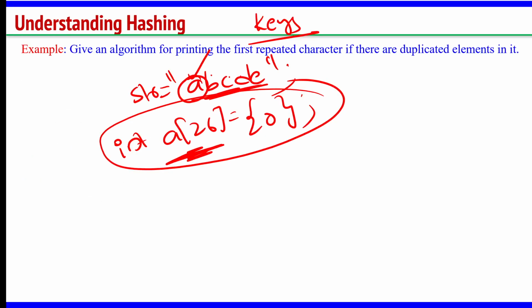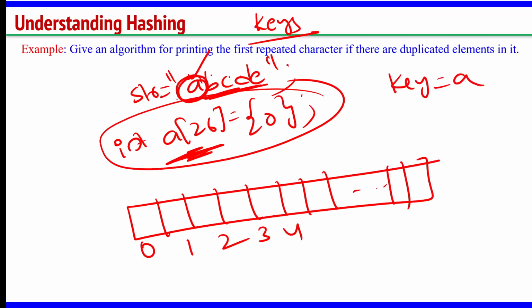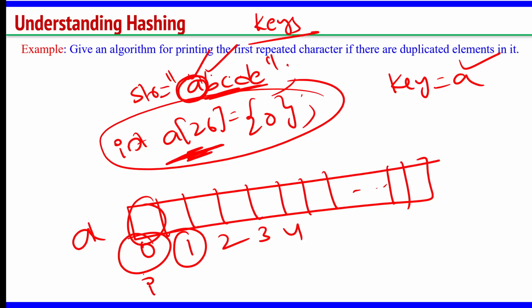Here I am creating A of size 26, and then indexing. The key value is A, its location in A is 0; this index belongs to key A. The next key is B, and this is the index of that key. So, in the hash table we store the location of each character.